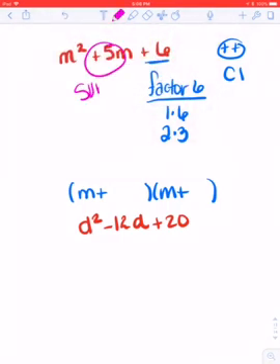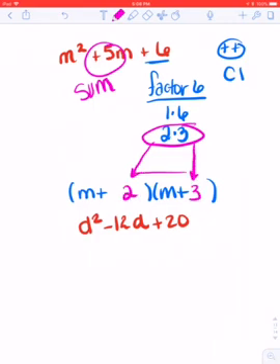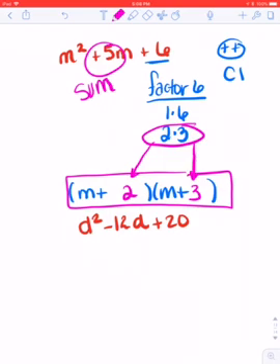This is going to be my sum. So I want to choose pairs of numbers from the factors of 6 that are going to give me a sum of 5. So I'm going to choose 2 and 3. And because these both have plus signs, it doesn't matter which one goes where. So that's going to be your final answer.